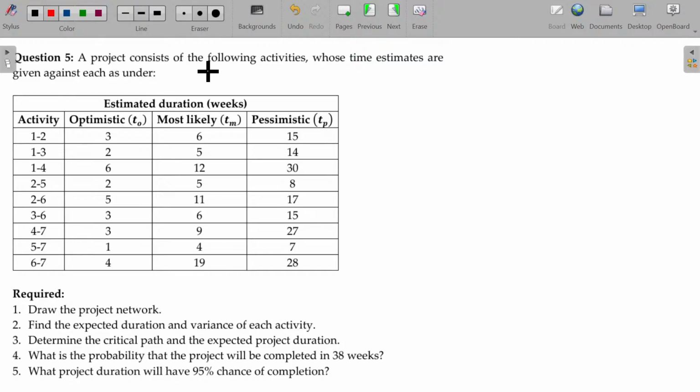A project consisted of the following activities whose time estimates are given against each as under. Draw the project network, and find the expected duration and variance of each activity. And also we have to determine the critical path and expected project durations. First three are the same, like very basics.